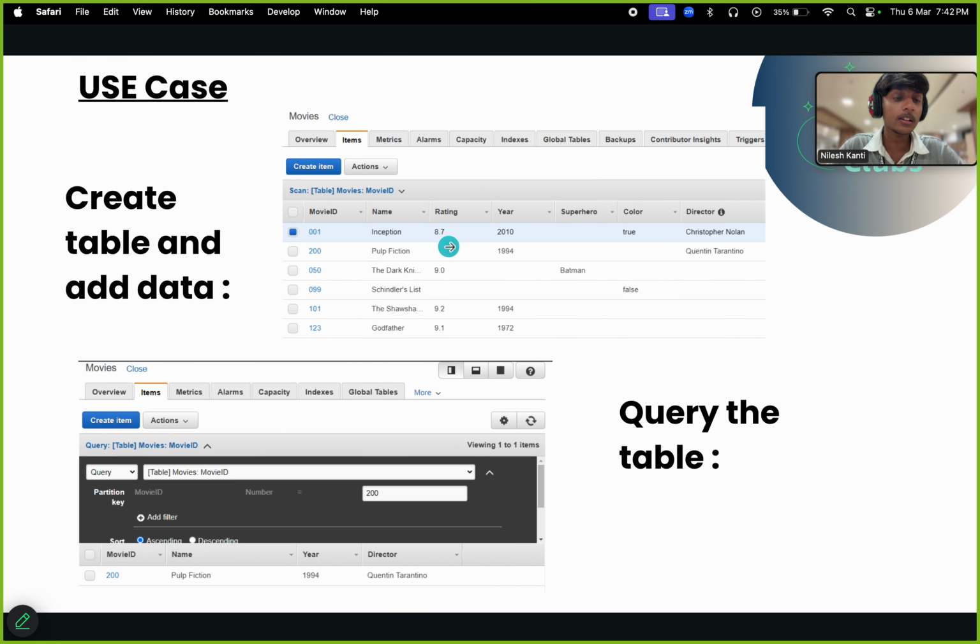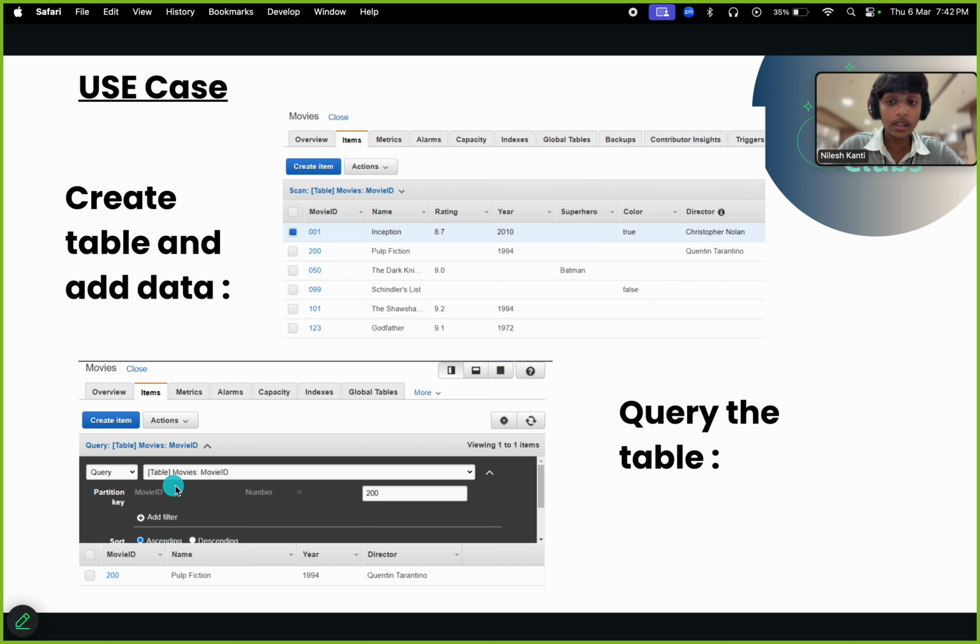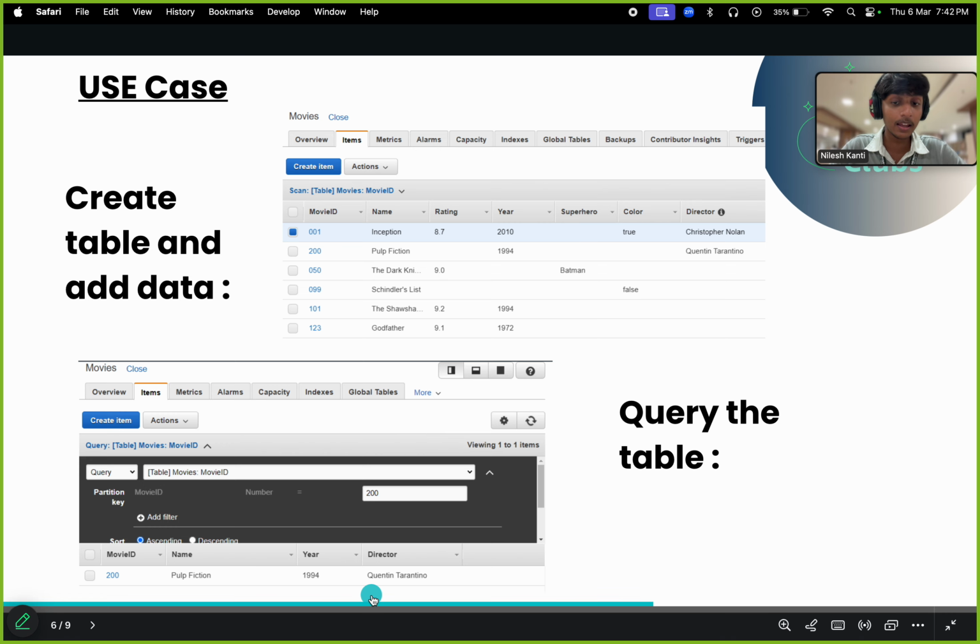Use case of DynamoDB. It's very simple to create a table using DynamoDB. First, we need to create an account on the Amazon Management Console, then search for DynamoDB, then create a table and add data. After that, if we want to find any particular data, we need to query the table. For example, in this case, we have used the table movies and given a query to find the movie ID 200, which gave us the entire row consisting of the movie ID, name, year, and director.